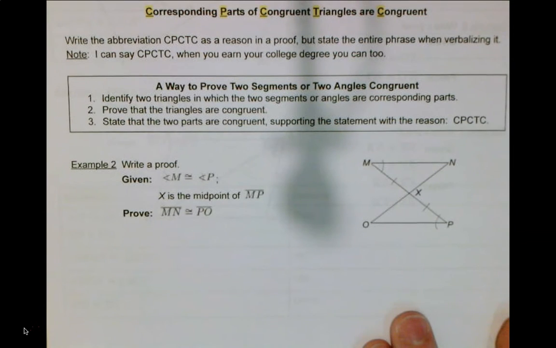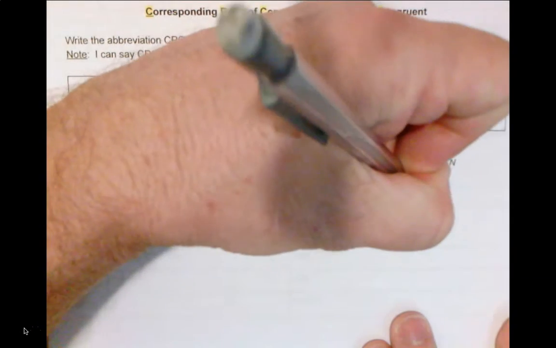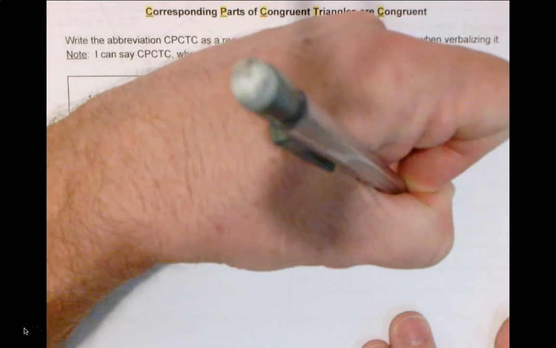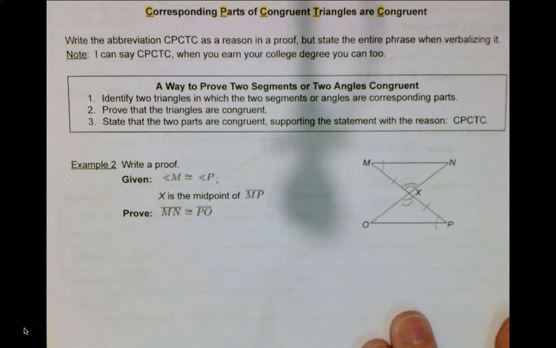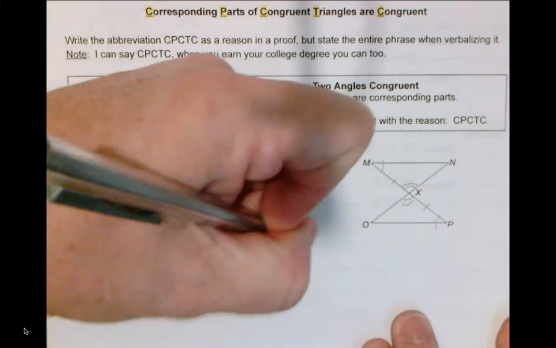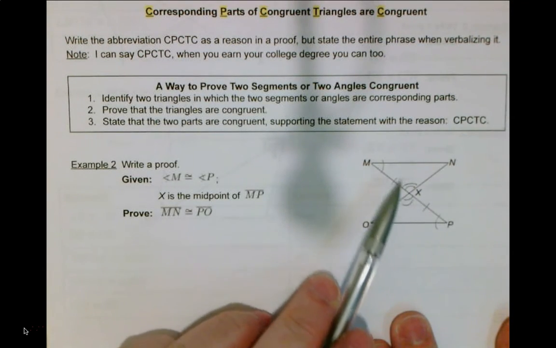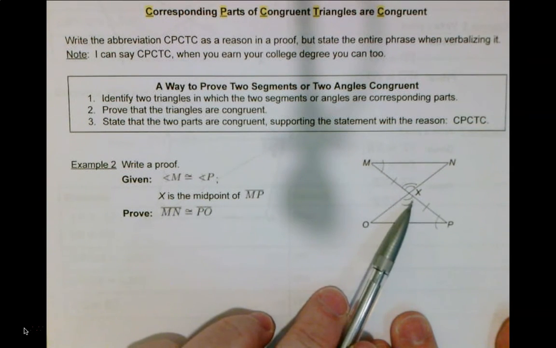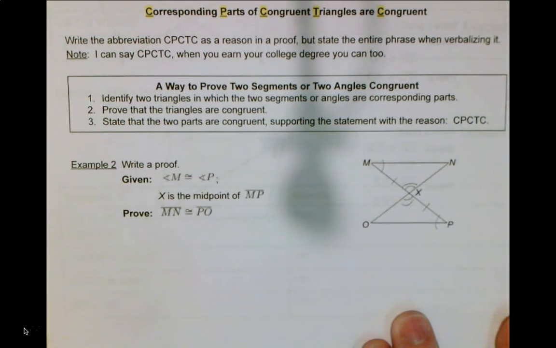If we look at the diagram, is there anything else that we can conclude from the given information or from the diagram? The answer is yes. We can conclude that angle MXN is congruent to angle PXO by the vertical angles theorem, VAT. Once we know that these 2 angles are congruent, we should have had enough practice at this point to look at the way the diagram is marked up and recognize right now that these 2 triangles are congruent by angle, side, angle.